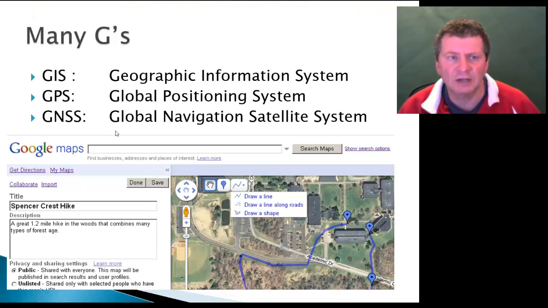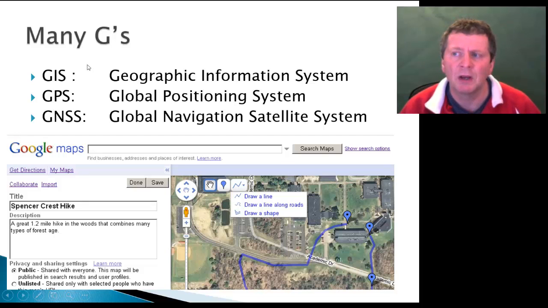So there's lots of G's involved. We have the Geographic Information System. We have the Global Positioning System, and this is an identification of where your location is. And then we have the Global Navigation Satellite System, which is a series of satellites that orbit the Earth that allow us to triangulate where we are. And then we have Google for Google Maps.